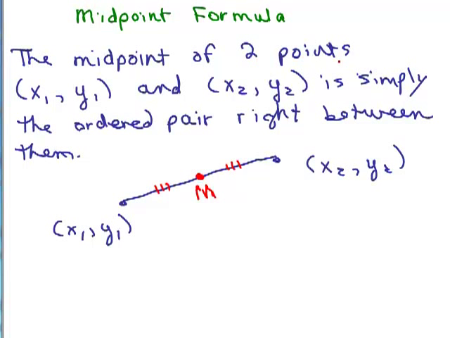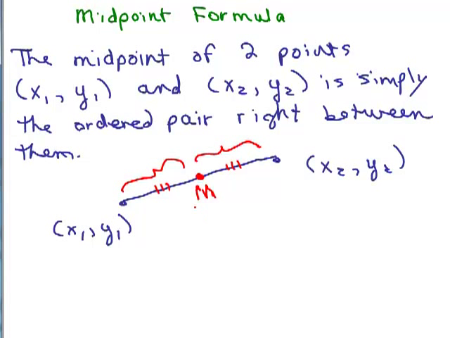The midpoint of two points, x1, y1, and x2, y2, so two separate points. I have arbitrarily two points here, which I'll call x1, y1, and x2, y2. It's simply the ordered pair right between them. To get it, you could just draw a straight line segment between those two ordered pairs, and it's the point in the middle so that this length here is the same as this length here. This little marking with three little slashes means that length is the same as that length.